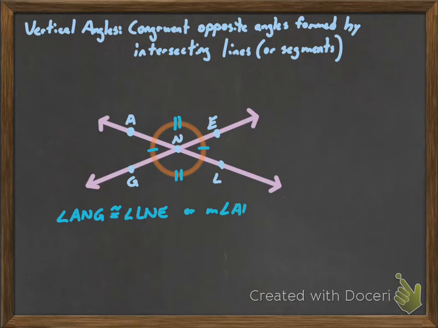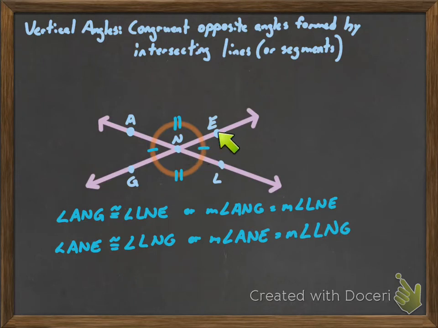So let's write that down. Or we could say that the measure of angle ANG is equal to the measure of angle LNE. I'm going to talk about that distinction in a second. We could also say that these obtuse angles up here, so ANE and LNG, are also congruent. So it's that amount of turn that's the same. The difference between these two symbols is that one is congruent, one is equal.